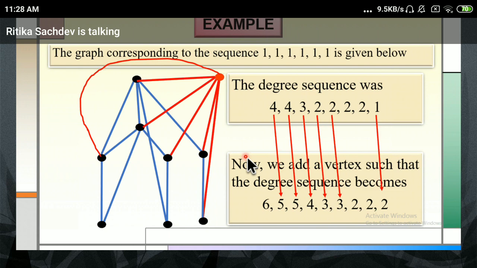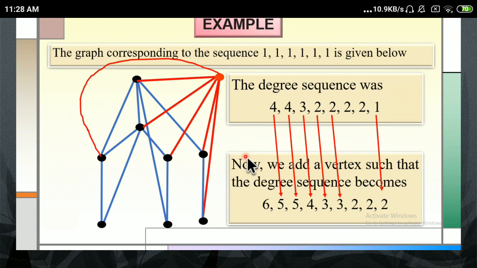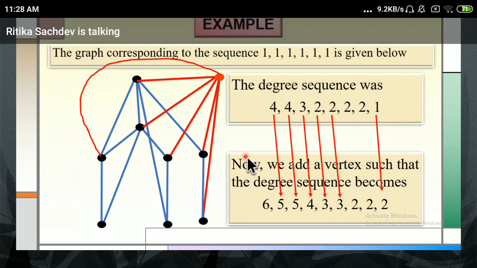I'll be sending you an assignment where you will have to say whether the sequence is graphical or not. If graphical, then draw the graph. So you will have to follow this particular algorithm over there. I have taken almost more than half an hour to explain this to you, but when you will be doing it, you will be able to do it in less than 5 minutes.